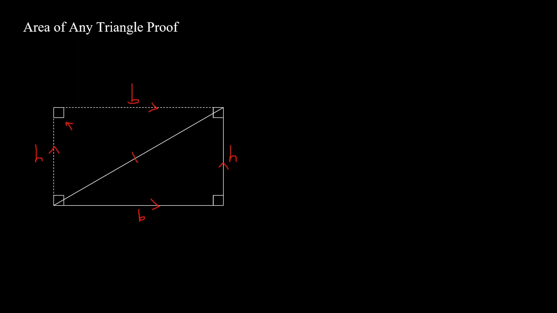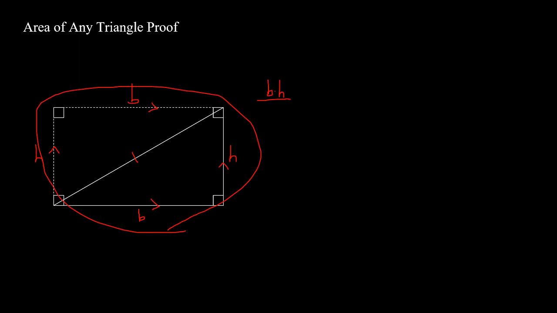If we wanted to find the area of this rectangle, that would just be base times height, because let's say you have b amount of things along here, all with a length of h. Well, the total amount of things that you have would just be b times h. So this is the area of the entire rectangle that we constructed. But what about just the triangle?